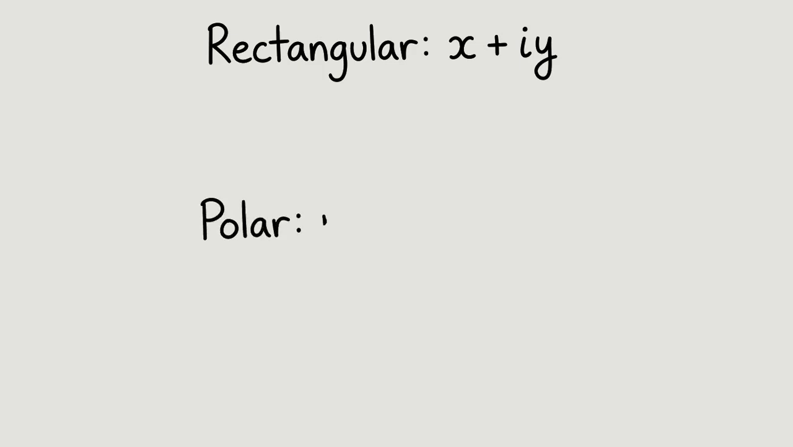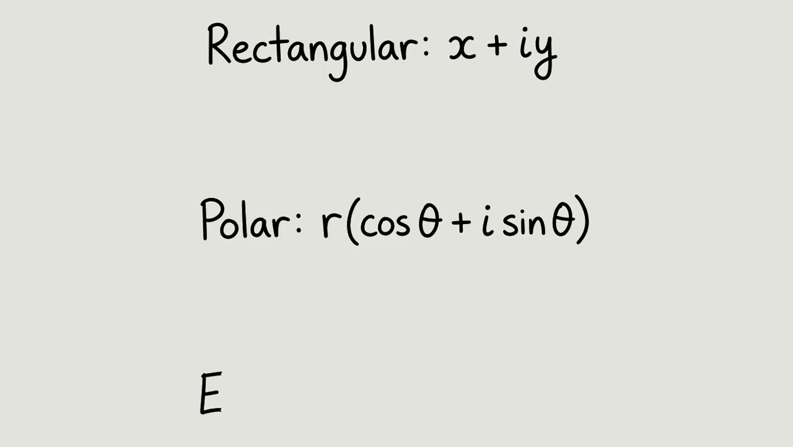This leads to two ways to describe the same complex number. Rectangular form tells you how far right and how far up, x plus iy. Polar form tells you how far and in which direction, r times cosine theta plus i times sine theta, where r is the modulus and theta is the argument. Using Euler's formula, this can be written as r times e to the power i theta. It's the same point, just described differently.